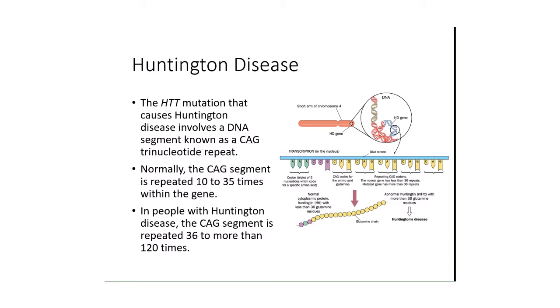Normally people would have the CAG repeated 10 to 35 times. However, in people with Huntington disease, the CAG segment is repeated 36 to more than 120 times. So this is an example of where the STR is related to a disease. We don't want it to keep on increasing to a very high number of repetitions. But not all STRs are related to diseases.